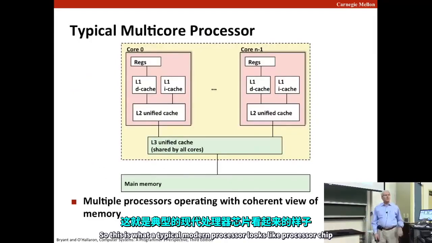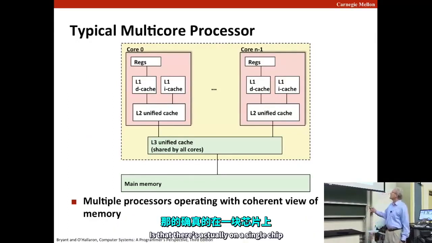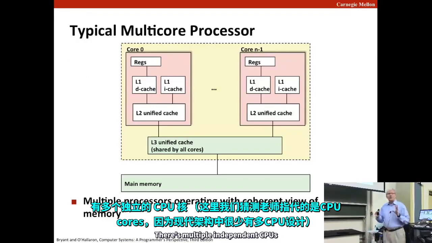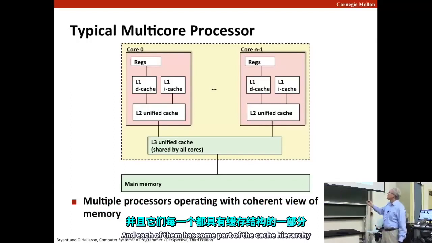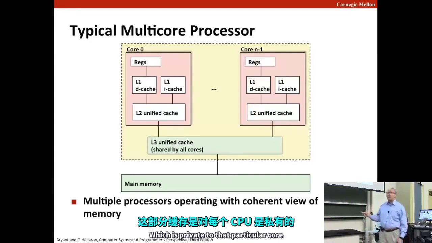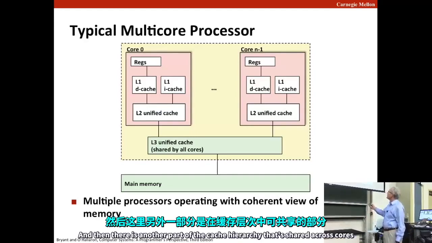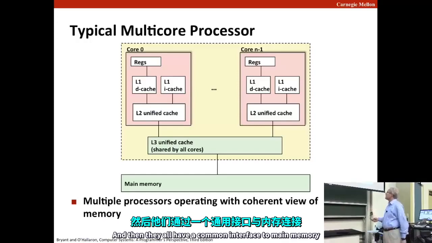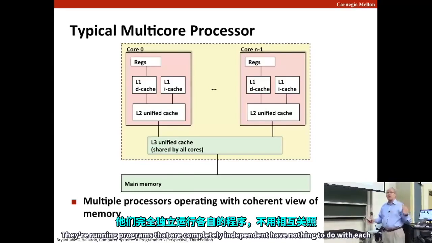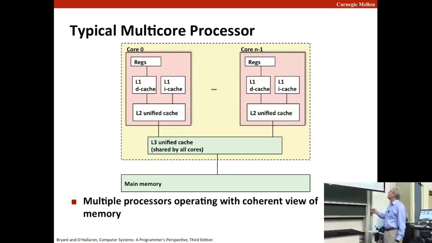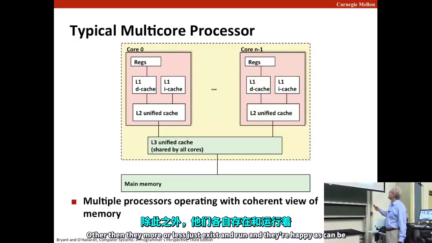So this is what a typical modern processor chip looks like: on a single chip there are multiple independent CPUs. And each of them has some part of the cache hierarchy which is private to that particular core. And then there's another part of the cache hierarchy that's shared across cores. And then they all have a common interface to main memory. So if these cores are running, and this is what happens a lot, programs that are completely independent, have nothing to do with each other, then they more or less just exist and run, and they're happy as can be.